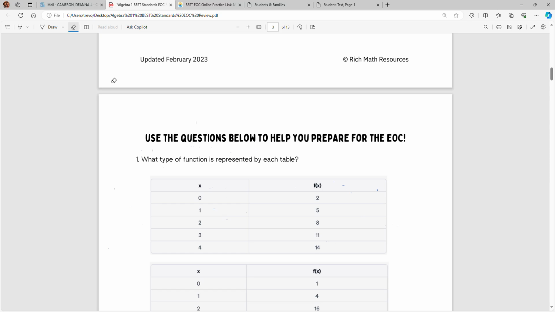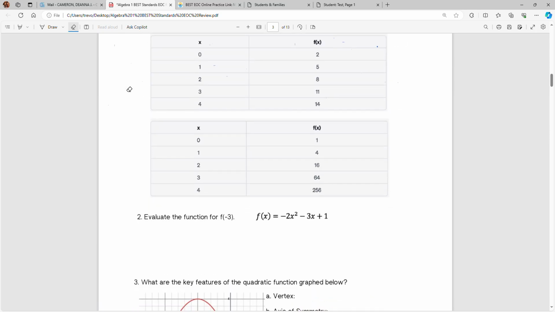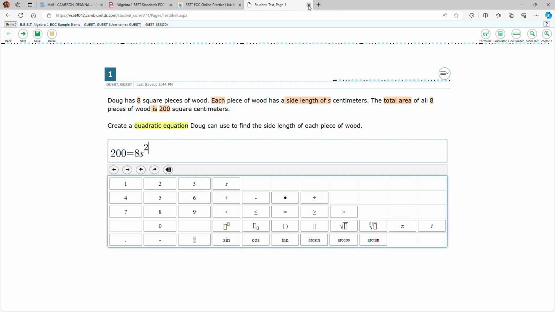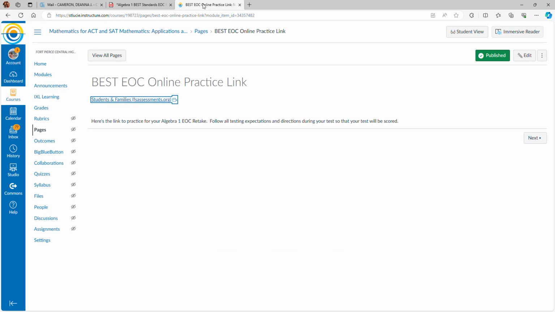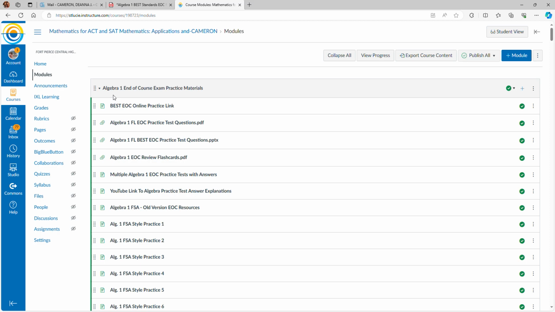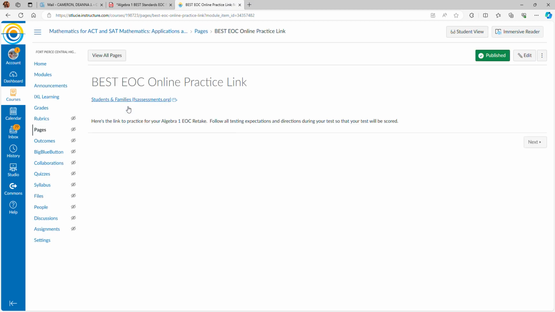We're going to be looking at our Algebra 1 EOC Best Standards Practice, and we're starting with our yellow packet. If you go on to Canvas and into the modules, the first part of the practice comes from right here. This is the state practice link.